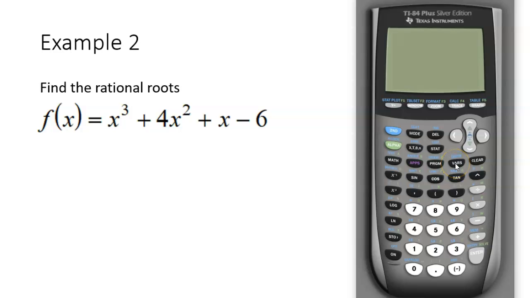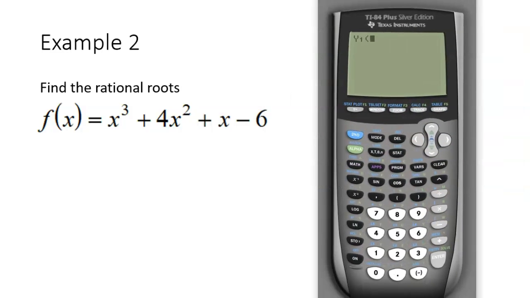The next thing we're going to do is push vars. You're going to scroll over to where it says Y vars. You're going to click 1 where it says function, and then you're going to click 1. And that brings up Y1, which stands for the function that you just typed in. In parentheses next to it, we're going to put the next number we want to plug in. We've already plugged in positive and negative 1, positive 2, and negative 2. Let's plug in positive 3. So I'm going to type 3 in there and push enter. Now I didn't get 0, so that means that 3 is not a root.